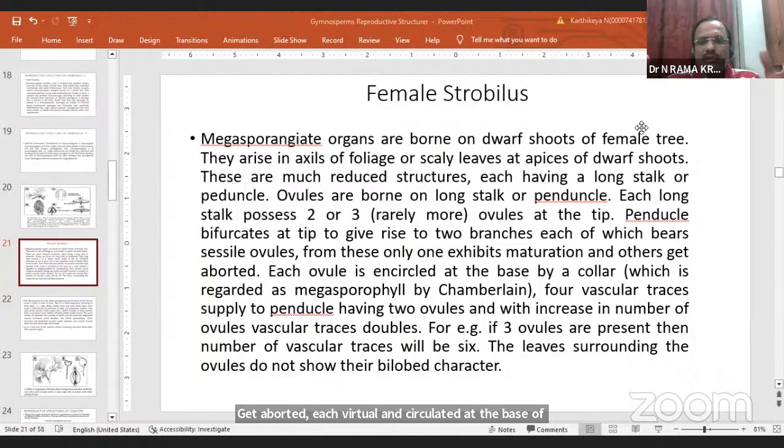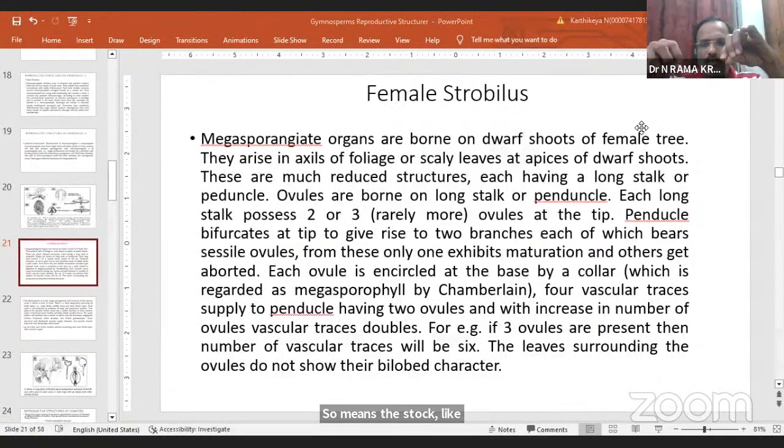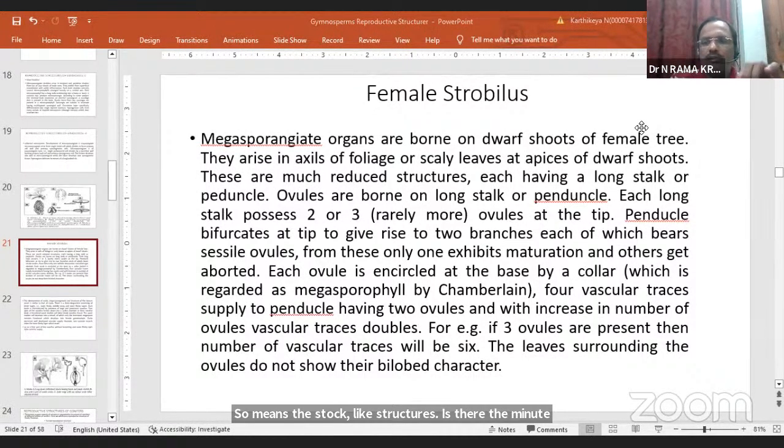Next, the vascular tracts supply the peduncle. Peduncle means the stalk-like structure. The vascular tracts supply the peduncle having two ovules, and with an increase in the number of ovules, the vascular tract doubles.